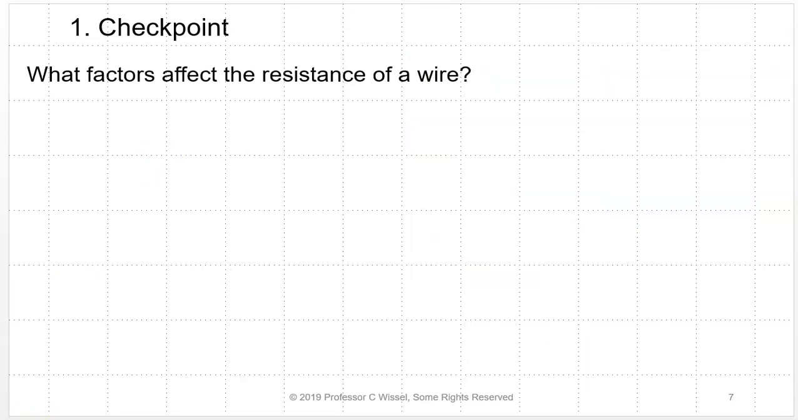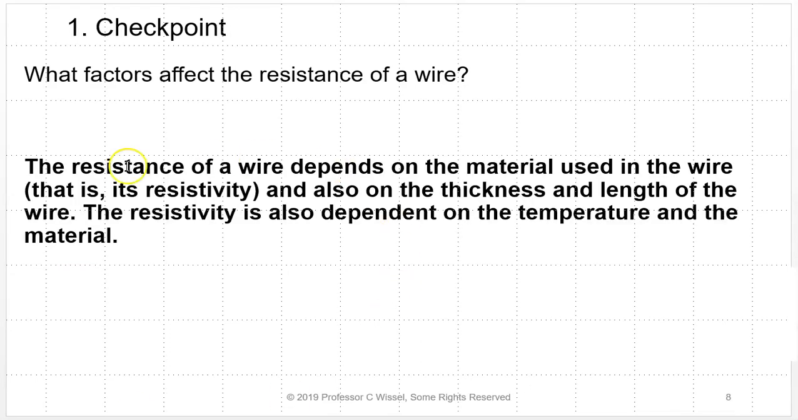Okay, what factors affect the resistance of a wire? The resistance of a wire depends on the material used in the wire, that is its resistivity, and also on the thickness and the length of the wire. The resistivity is also dependent on the temperature.